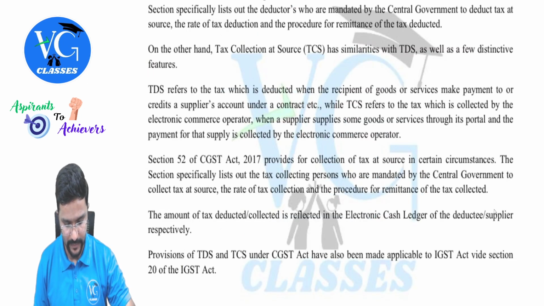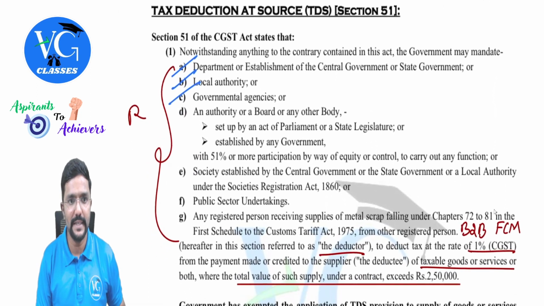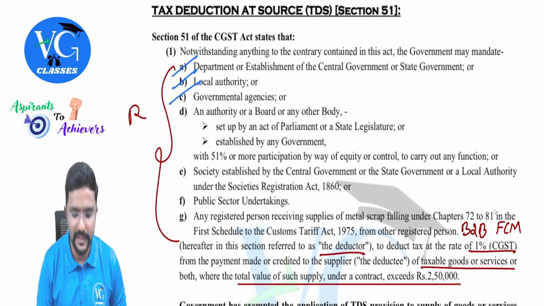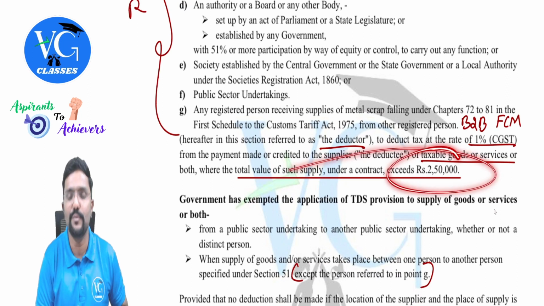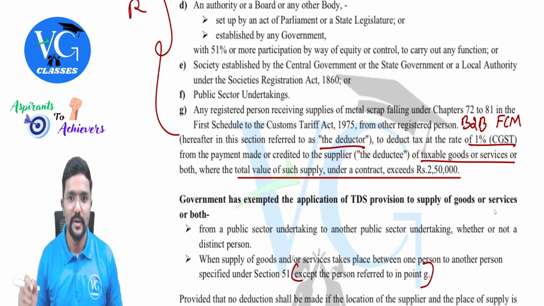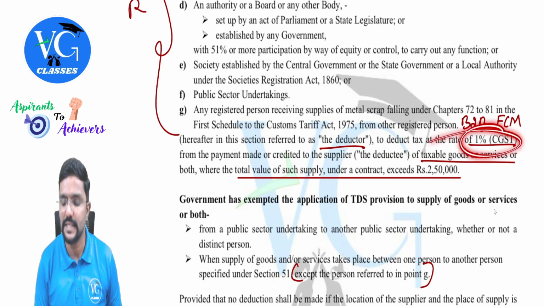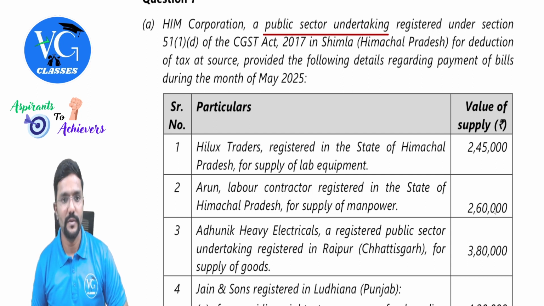Chapter 14. See, only the following people can be the deductors. One of them you can see is public sector undertaking. And they should deduct TDS only when the value of supply is more than 2,50,000. How much TDS, sir? 1% CGST, 1% SGST. Okay.